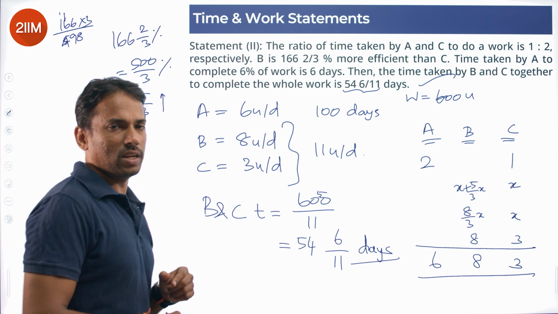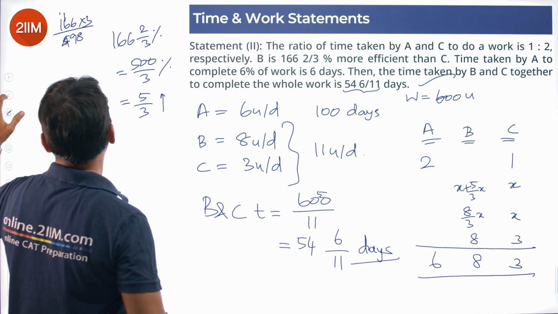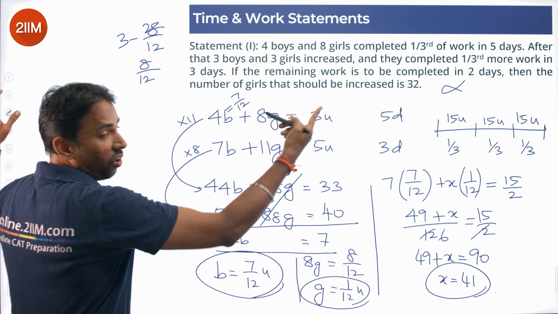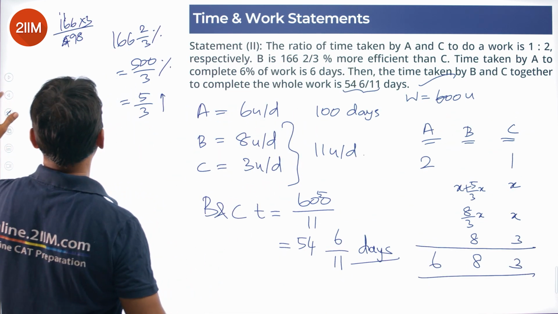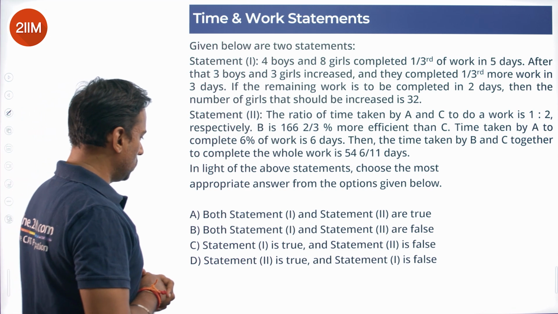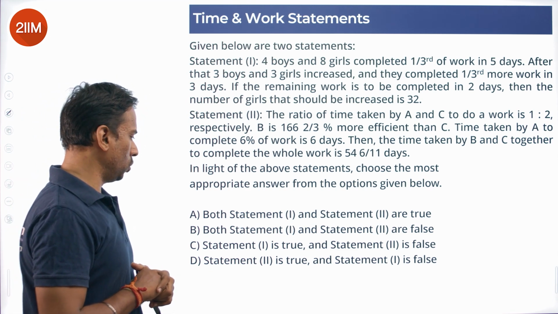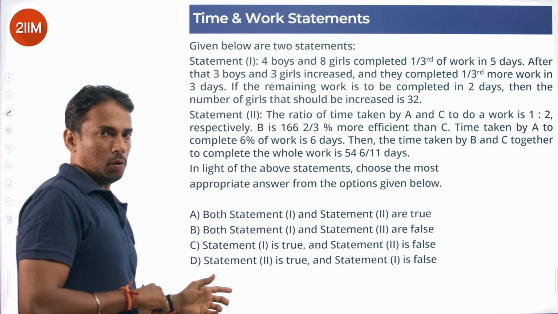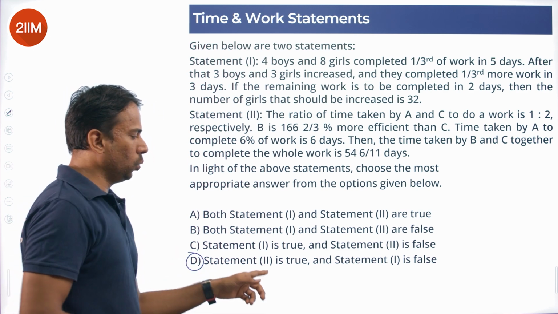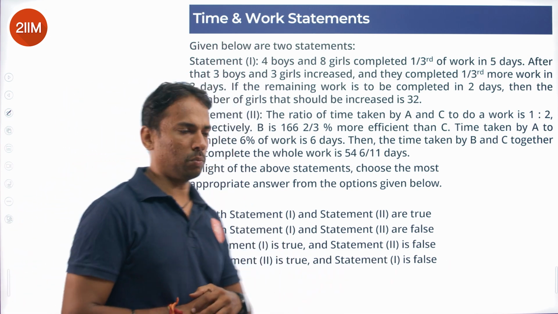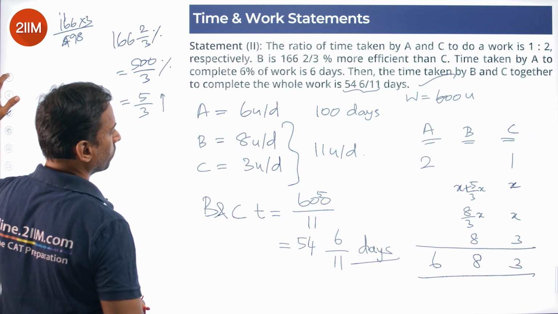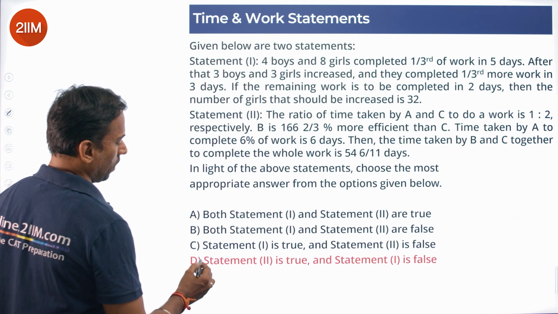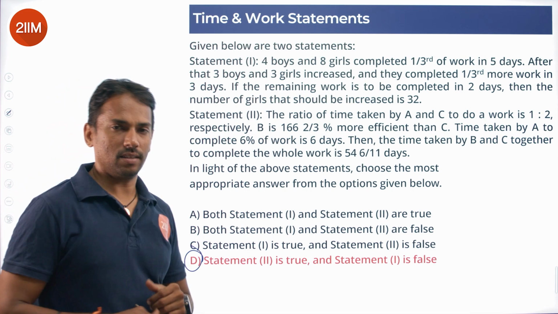So a long question. So our conclusions were statement 1 is false, statement 2 is true. So we'll check the options. Statement 1 is false, statement 2 is true. Yeah, option D says 2 is true and 1 is false. That means option D should be the right answer. We'll have a quick check. Yeah, we are right. Option D is the right answer.